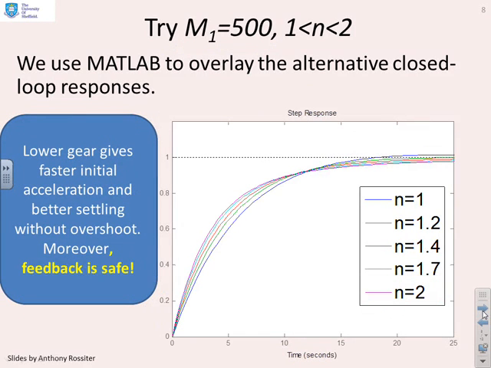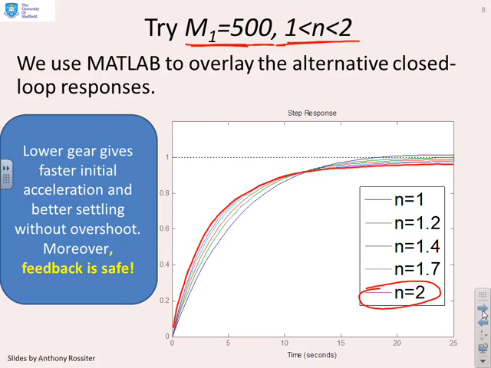Alright, what happens if we try M1 equals 500? Then again, N between 1 and 2. And what you notice here is now the responses are a lot more similar. Even when I go up to N equals 2, which is this one here, if you compare that to the response you got if you were in top gear, the difference is quite small. And I think if you were the driver, you might struggle to notice those differences in practice.